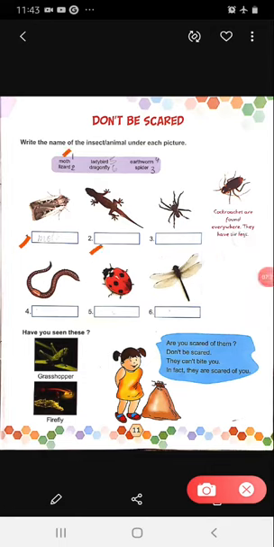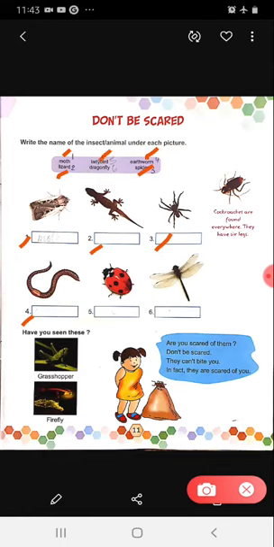Another picture, the second picture is lizard, also live in our homes. The next one is spider, and the fourth one is earthworm. We see earthworms in the rainy season.